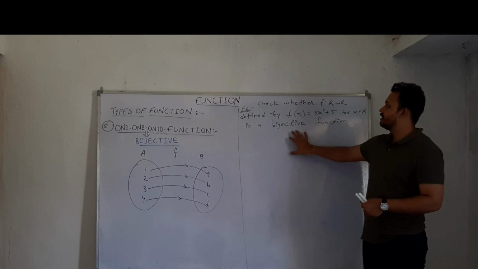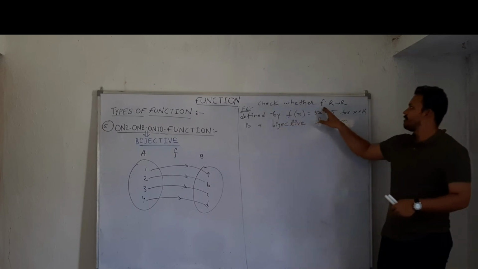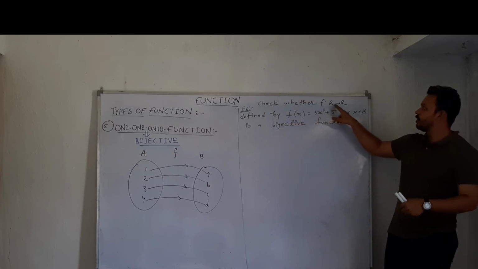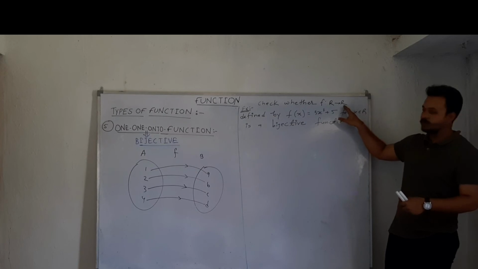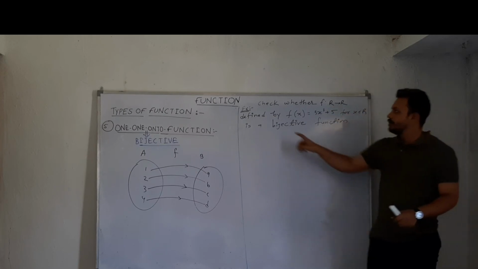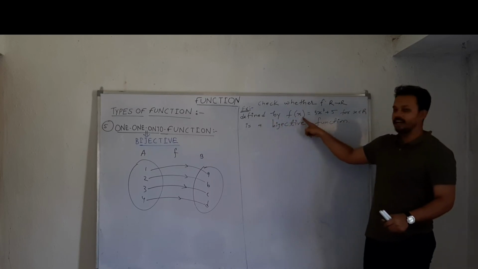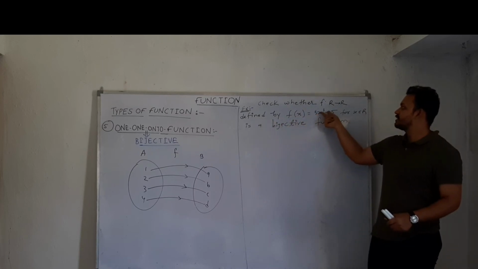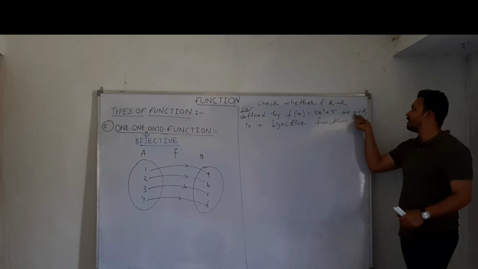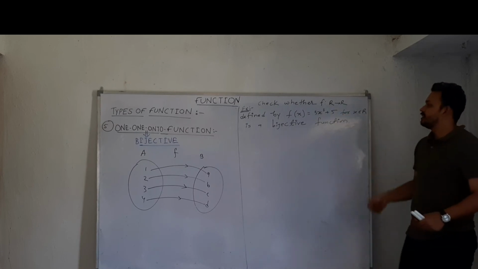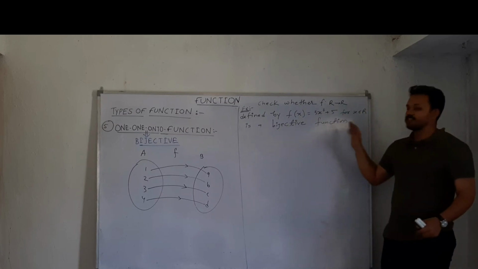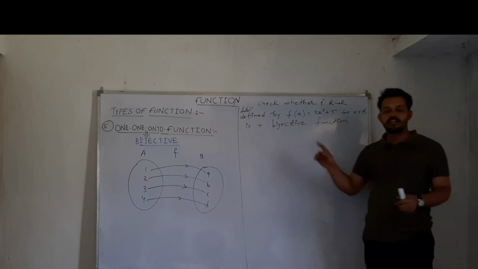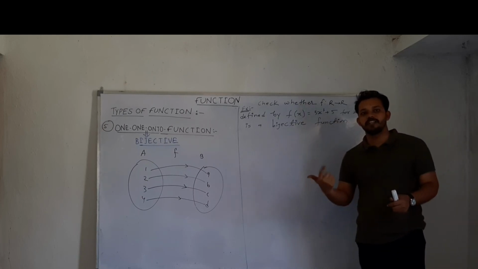Here we have a question which says: check whether the function f defined on R to R, where the real numbers are the domain and also the codomain, defined by f of x equal to 3x cube plus 5 for x belongs to real numbers, is a bijective function. You have to check whether the given function is bijective or not. Bijective means one-one onto function.